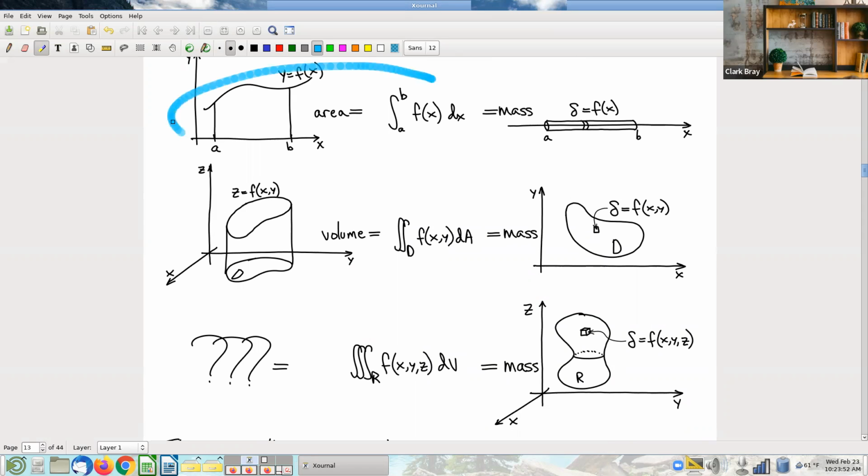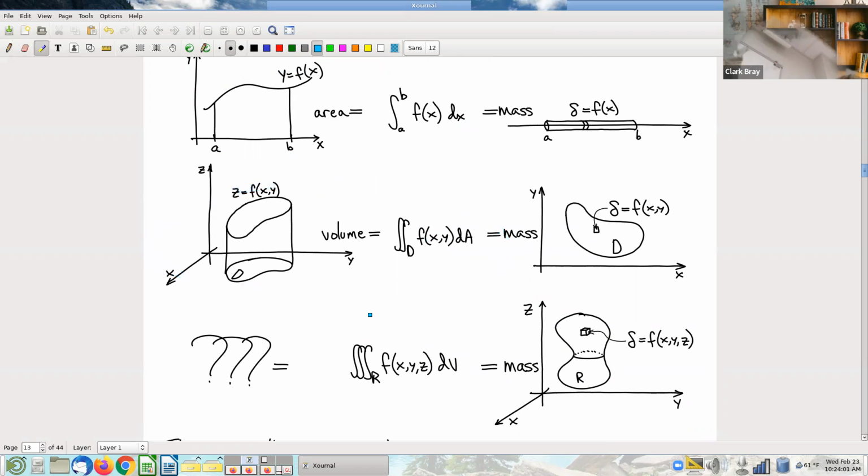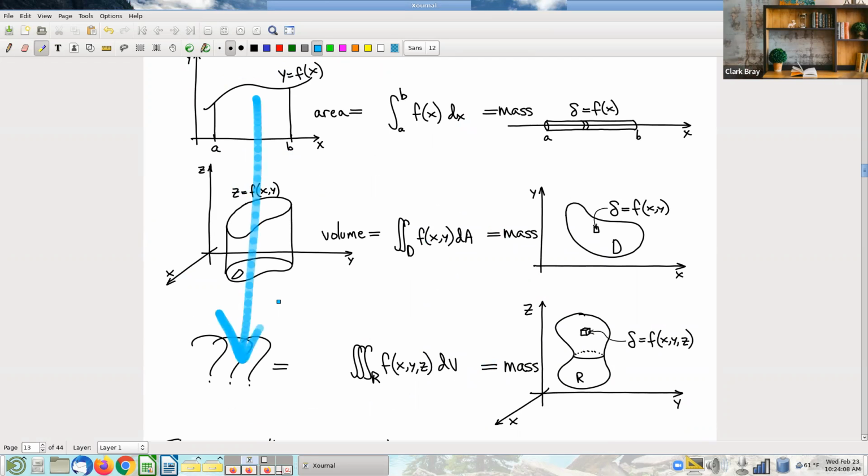If you're going to use a two-dimensional picture to understand a one-dimensional integral, if you're going to use a three-dimensional picture to understand a two-dimensional integral, well, what are you going to do to understand a three-dimensional integral? You're going to use a four-dimensional picture? If you were to follow this pattern, the analogous interpretation for what our now triple integrals are would be a four-dimensional picture. And that's really not helpful, right?